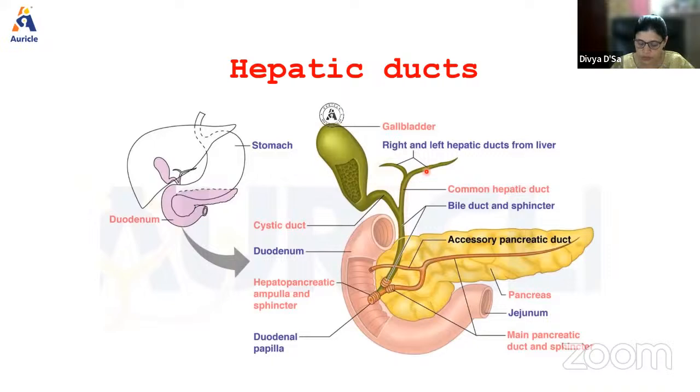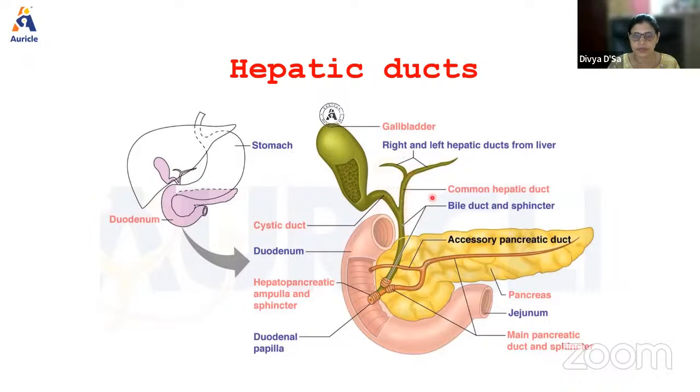This common hepatic duct is about 3 centimeters long and measures about 4 millimeters in caliber. It is related to the portal vein: behind this hepatic duct will be the portal vein. On the left side we will see the principal hepatic artery, and below we will see the cystic duct. This is the cystic duct.